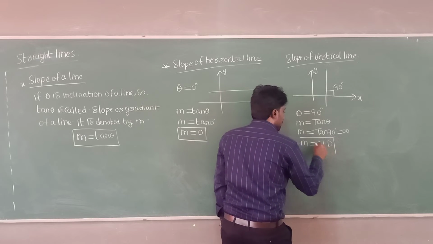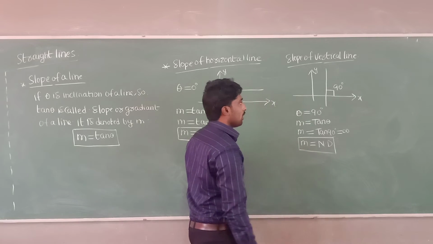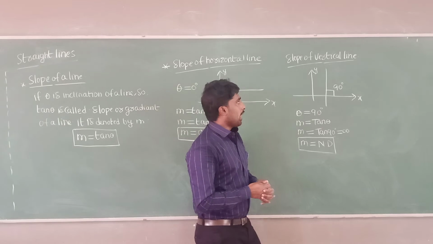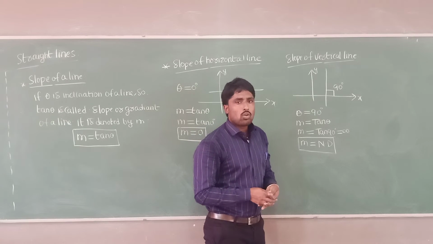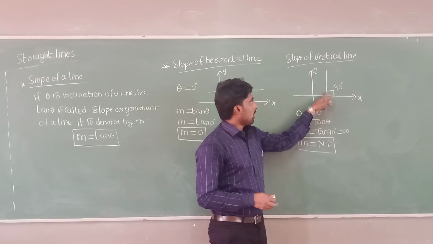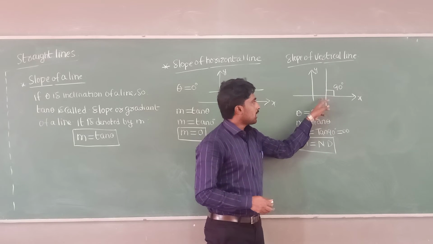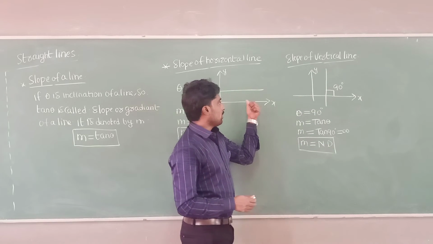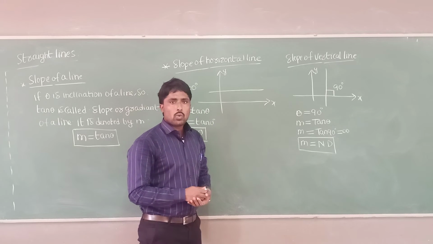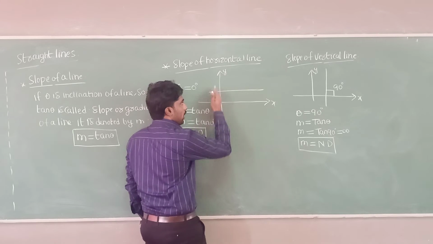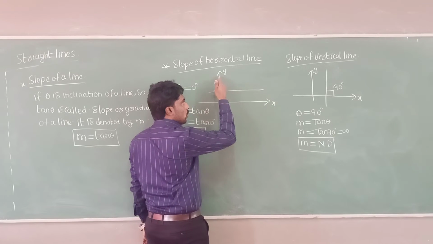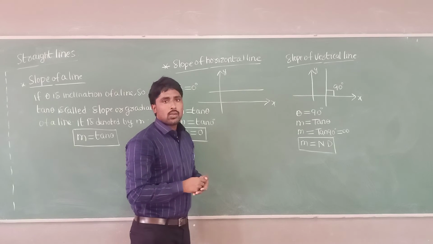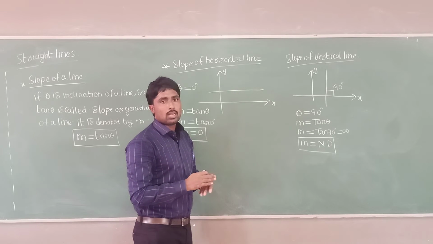Is it clear, everyone? Sometimes they will ask a question here: a line is parallel to the y-axis, what is the slope of the line? If you observe clearly, parallel to the y-axis means obviously it is perpendicular to the x-axis, so directly you can say not defined. In this case, if a line is perpendicular to the y-axis, this is the y-axis, and this line becomes perpendicular to the y-axis, so the slope of the line becomes 0. Indirectly they will ask the question based on this.